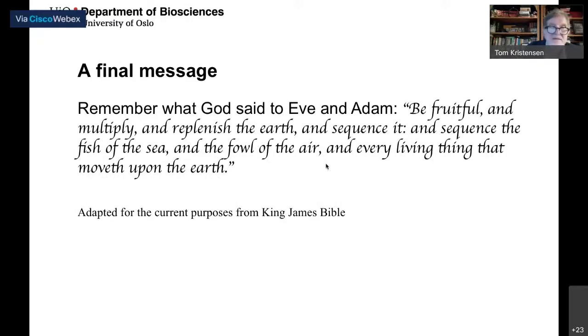The final message, in biblical terms, if we make a small modification of what God said to Eve and Adam: he said that we should be fruitful and multiply and replenish the earth, and sequence it, and sequence the fish of the sea and the fowl of the air and every living thing that moves upon the earth. Again, my take-home message is: don't be afraid of attacking genomes, because it's not that difficult and you don't need a lot of expertise in order to do it.